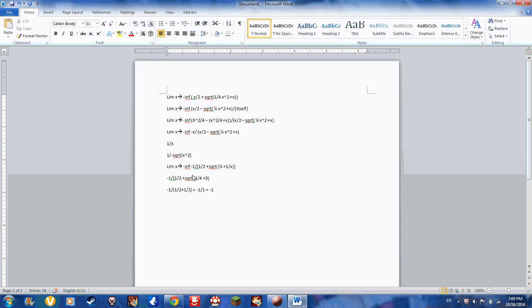And that will give you -1 over 1, which is equal to -1. That is the value that you will obtain as x approaches negative infinity of this original function, x over 2 plus the square root of 1/4 x squared plus x. And of course, if I type it in my calculator, which I did, you will find that as you go to the left, it approaches a horizontal asymptote of y equals -1, therefore confirming that my result is correct. Not that I needed to check it, because I knew it was correct.